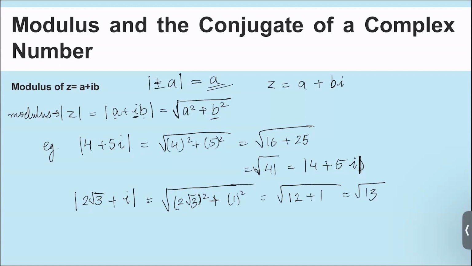Okay, so you can see that modulus can actually give you just the magnitude of the complex number. Okay, it does not include the i, it omits the i.